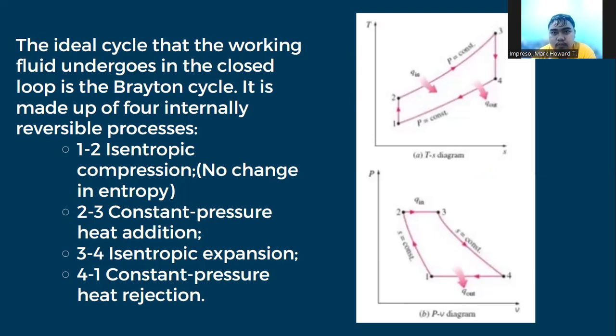So point 1 to 2 is isentropic compression, where there is no change in entropy. Point 2 to 3 is constant pressure heat addition. While point 3 to 4 is isentropic expansion, then point 4 to 1 is constant pressure heat rejection.